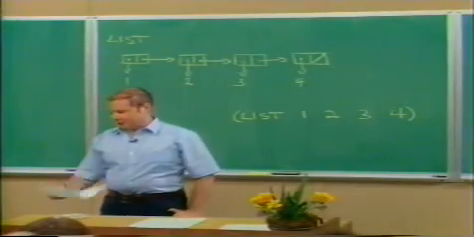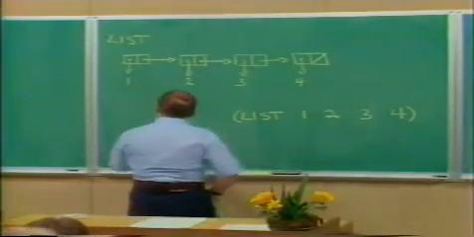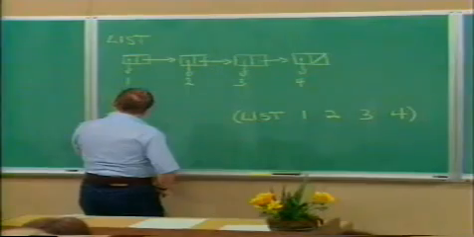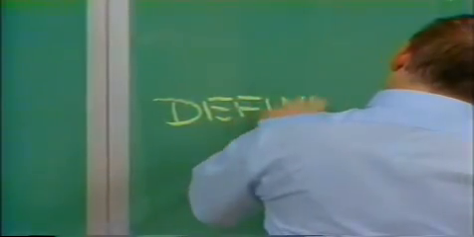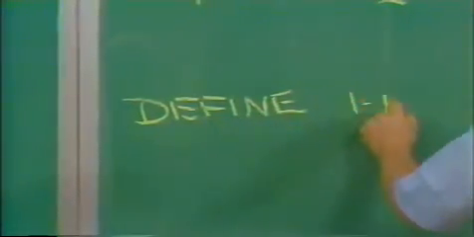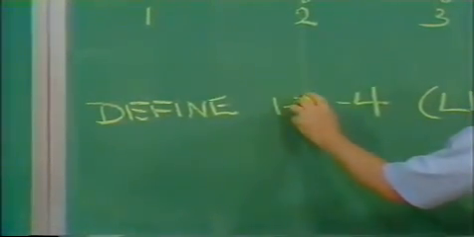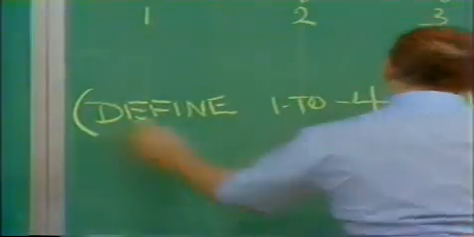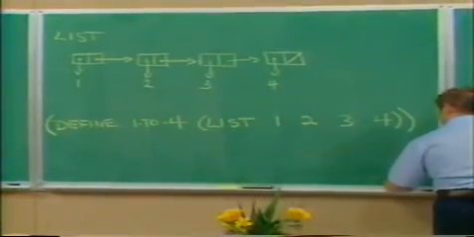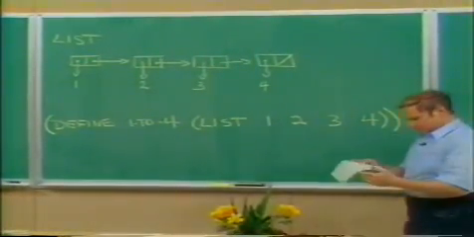So for example, I could build this thing and say, I'll define one-to-4 to be the list of 1, 2, 3, and 4.